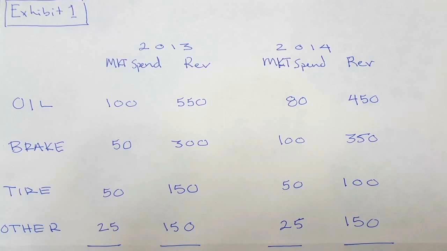But what is surprising is that on tire, we didn't change how much we were marketing, but we still lost $50 million in revenue.